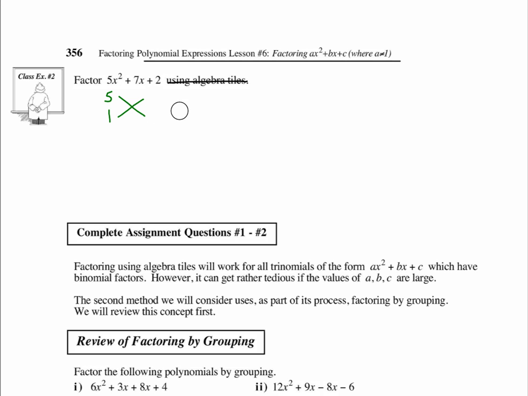So then let's switch the 2 and the 1. Do the diagonals now add to 7? When you add, yeah. 5 times 1, 5. 1 times 2, 2. So that adds to 7.